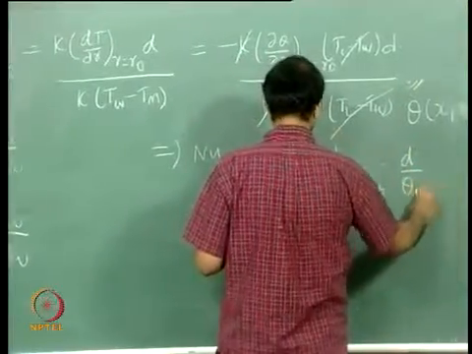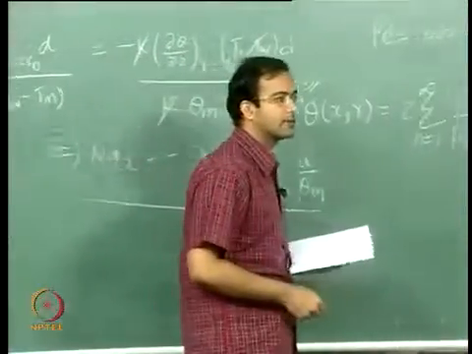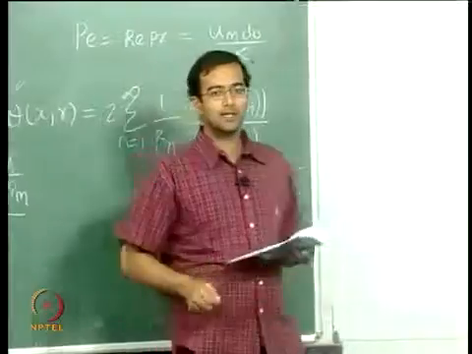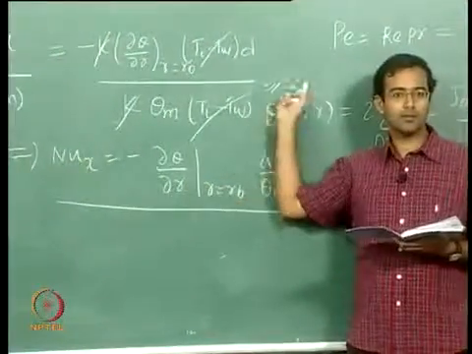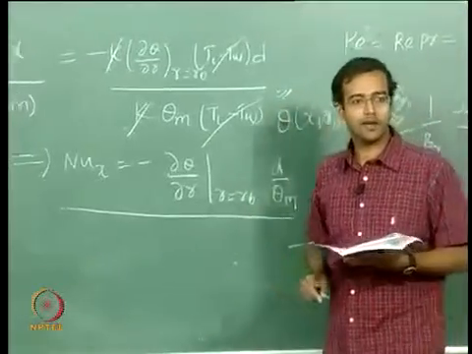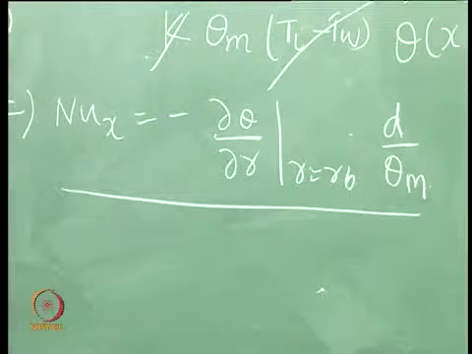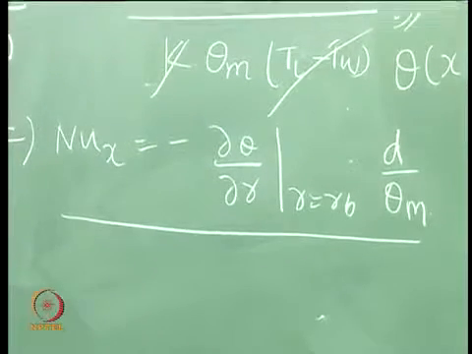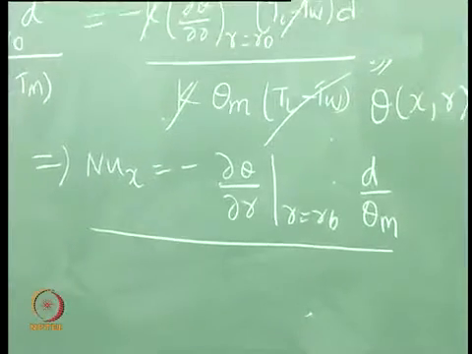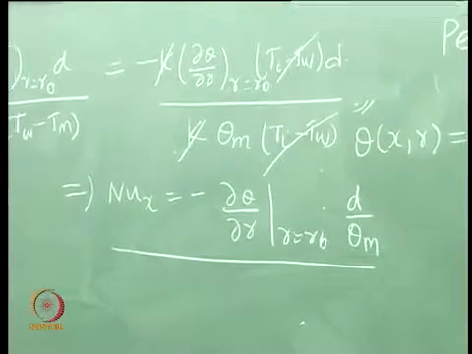So therefore now to calculate your Nusselt number, what are the quantities that you need? One is your mean temperature theta m, the other is your derivative at the wall. So you have your temperature profile, now we can calculate these two quantities. So first we will calculate your mean temperature. So very quickly we will do that.